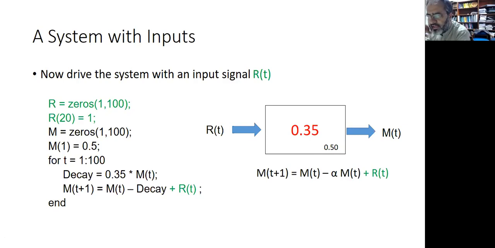If it's not clear, I can repeat this point. Is it clear so far? Once again, it's a very, very simple system description. It still has a recursion, but now there is an input that we have added. Very good. All right, now let's see what kind of plots we get if we give this system this external input as well.